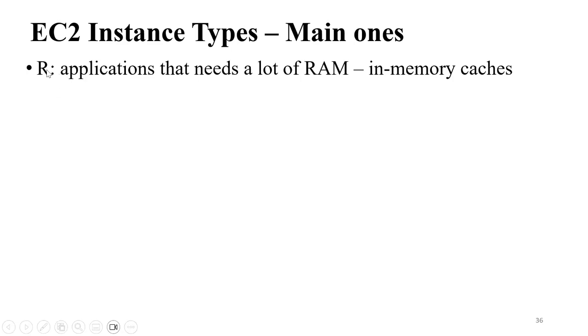You can use R types when the application needs a lot of RAM, such as a cache system. It has to load some application database data into the cache, and the application is going to use the cache instead of the databases. That saves a lot of hits on the database and improves application performance. If you are configuring a cache system on the EC2 instance, that is RAM optimized, so you can choose R type instances.